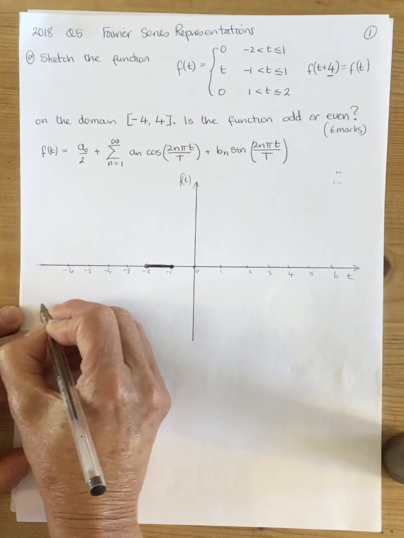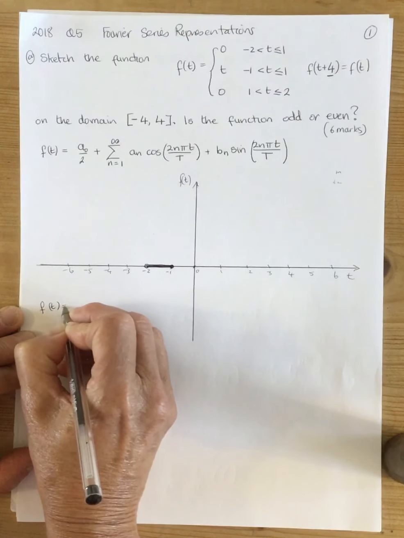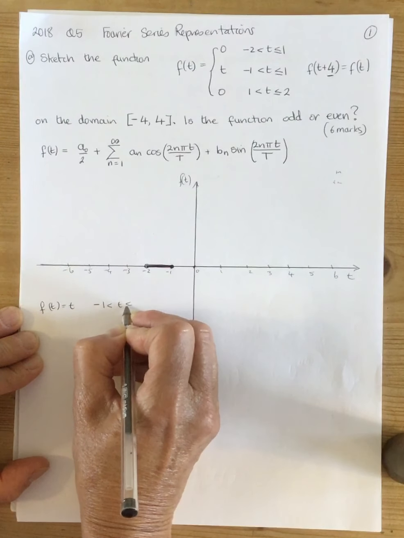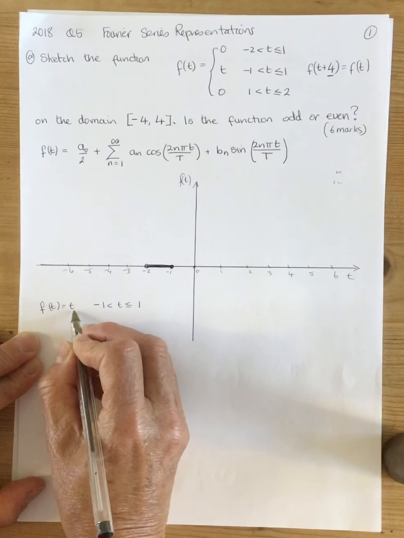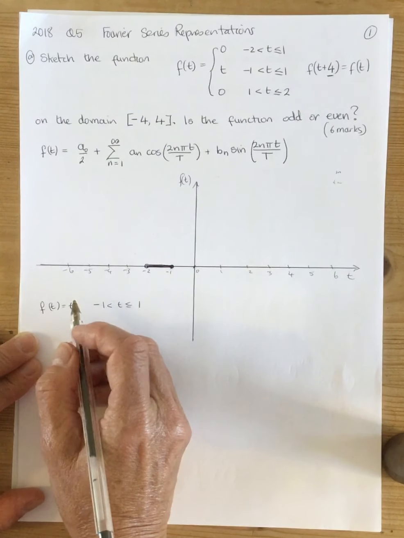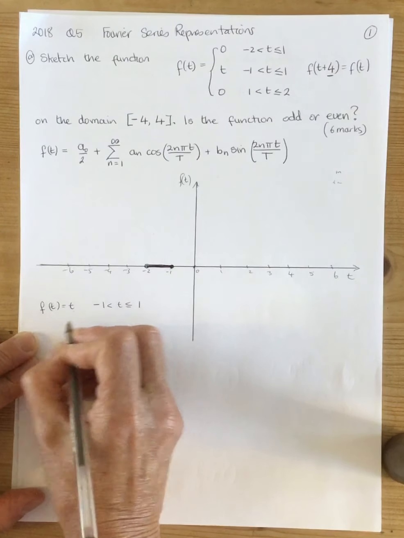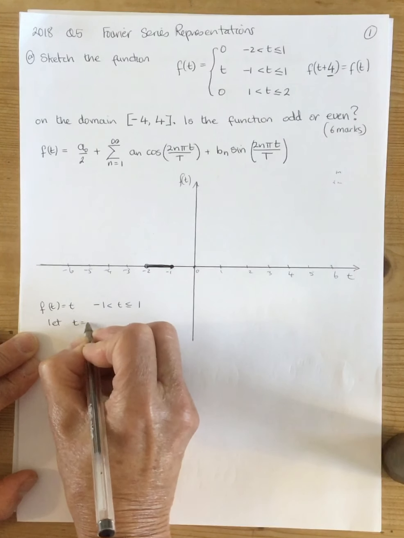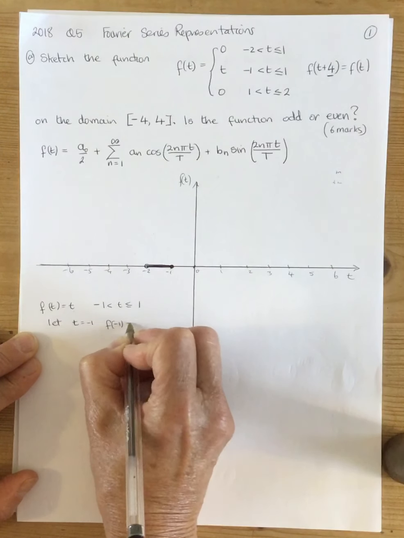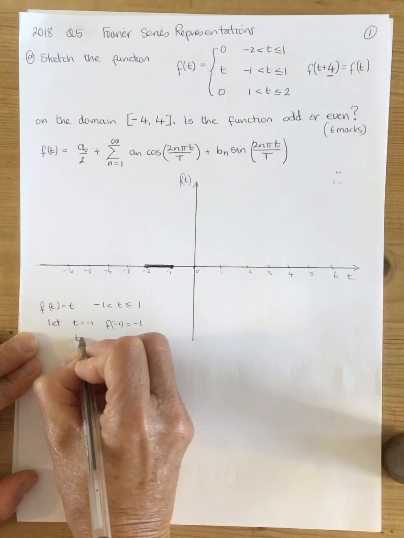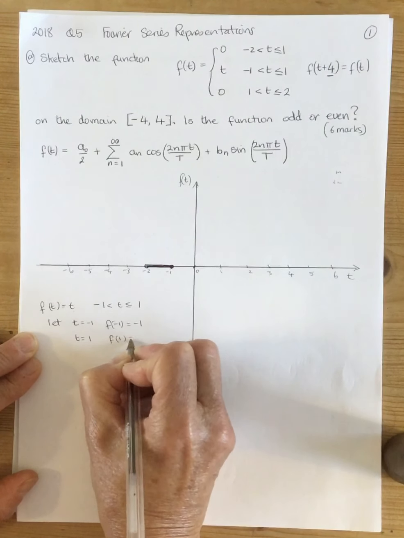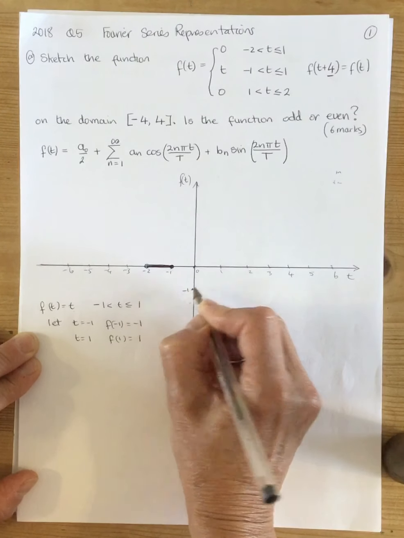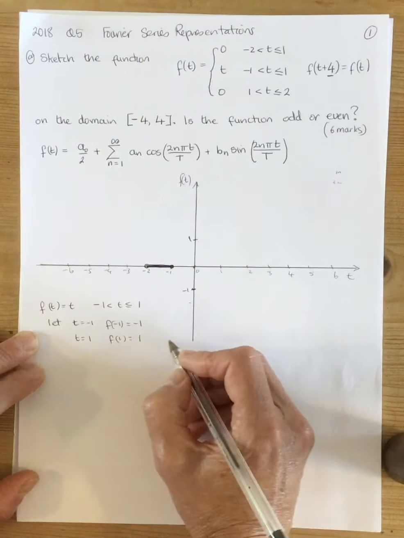Then the next section is f of t equals t when t is between -1 and 1. If I write it down here, f of t equals t. Now it's only ranging from -1 less than t less than or equal to 1. This is a straight line because t is only to the power of 1, not squared or cubed, so we only need 2 points. If I let t equal -1, then f of -1 is going to equal -1. And if I let t equal 1, then f of 1 will equal 1.